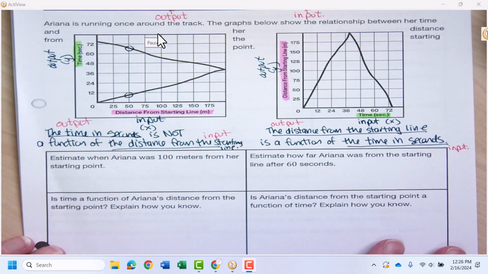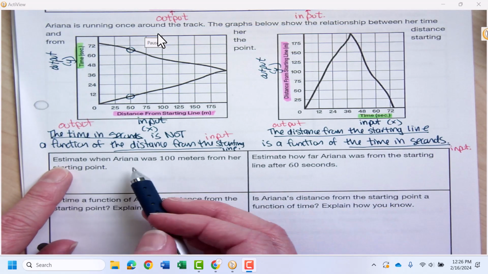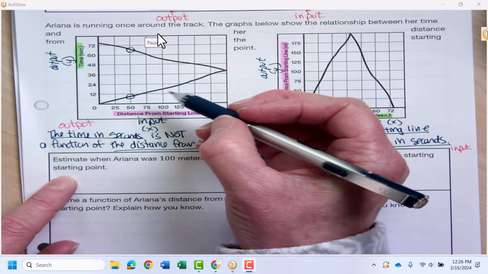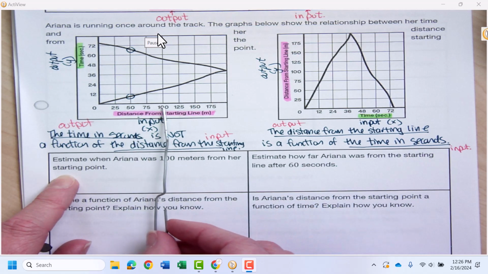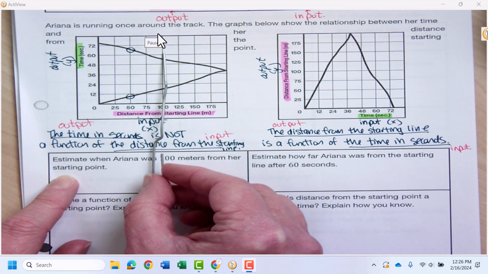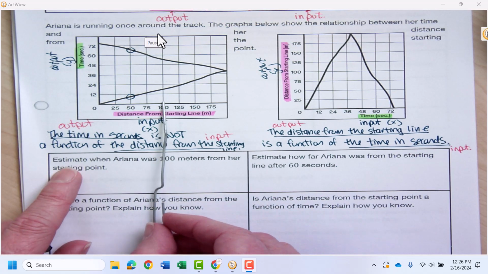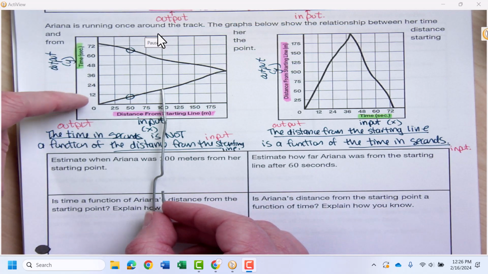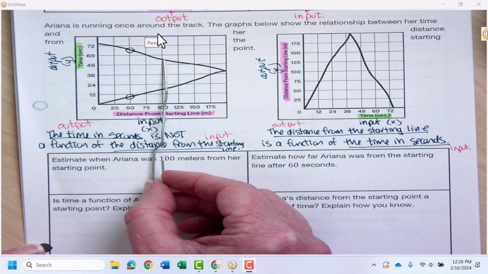Let's finish up by just answering a few questions about these graphs. We're asked to estimate when Ariana was 100 meters from her starting point. All right, well, I'm going to come right here. Distance from the starting point was 100 meters, and it looks like there's 2 times that happens. We're just going to estimate here. So at 100 meters, that happens about halfway between 12 and 24. So let's say that's about 18 seconds. And then again at, we'll say, 54 seconds.